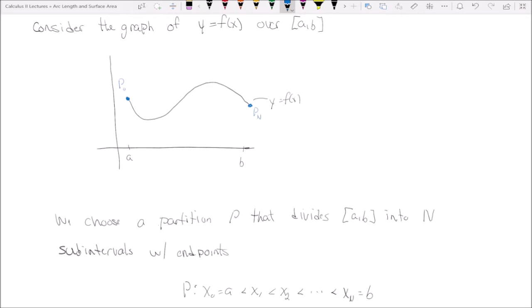Now, the thing is, these subintervals do not have to be equal length, so we can choose them however we want. So let's say that is P1. Say that is P2. This is some point, call it Pi minus 1. We can call this point Pi, and then again we have Pn. And the idea is we now connect these points as straight lines.